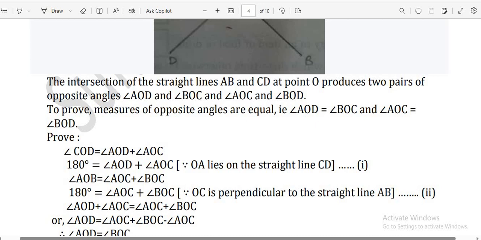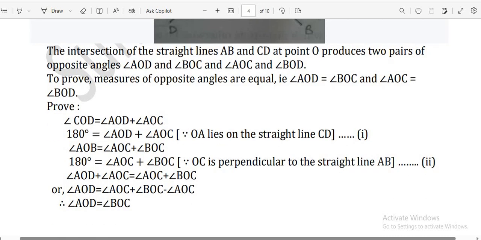Equations 1 and 2 are compared. Angle AOD plus angle AOC is equal to angle AOC plus angle BOC, or angle AOD is equal to angle AOC plus angle BOC minus angle AOC. Angle AOC minus angle AOC subtracts to 0. Then angle AOD is equal to angle BOC.